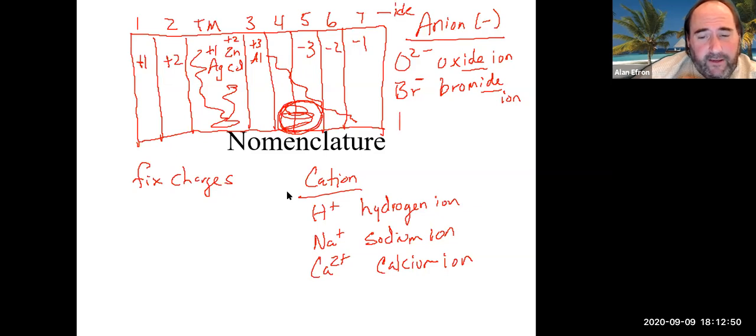Hydrogen is a weird one. Hydrogen can be positive in certain cases. It actually could be negative in other cases as well. And it would be named the same way. It becomes the hydride, IDE ion.